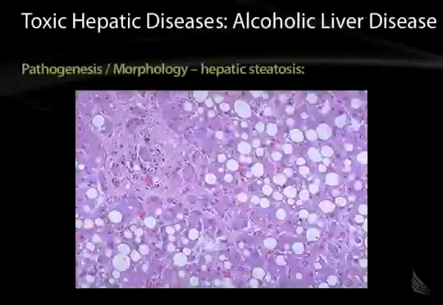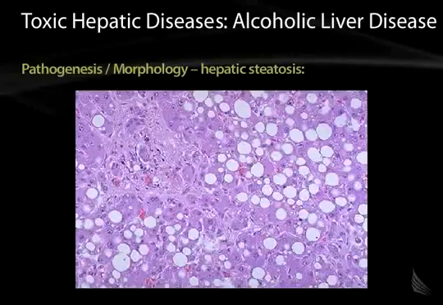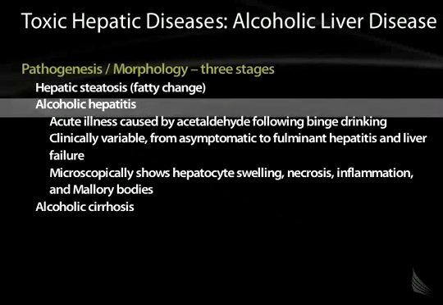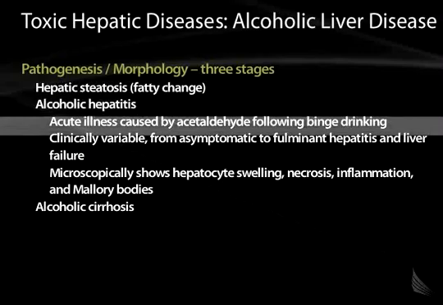This slide shows hepatic steatosis. Notice the white globules in the picture. This is where the fat usually is, which is taken out during the cell processing period, so it shows up as white. Hepatic steatosis, in other words, fatty change. Alcoholic hepatitis and alcoholic cirrhosis, again, are the 3 manifestations. But now we'll focus on the alcoholic hepatitis.